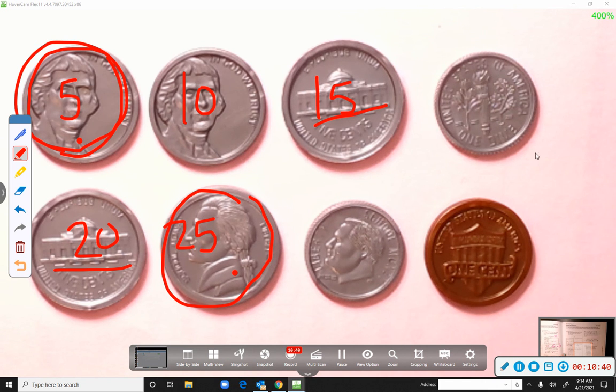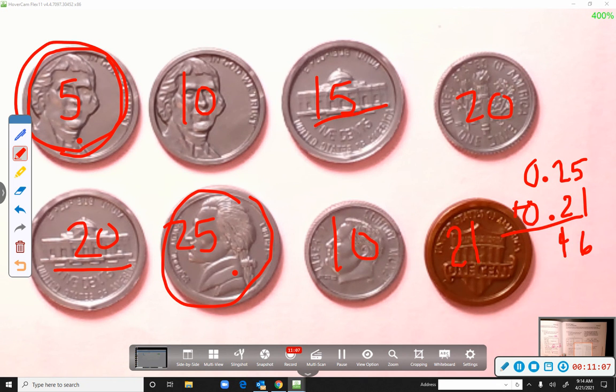Dimes. So I could even go over here and write the value of the nickels first, and then I could go and count my dimes. So this would be 10, 20. 20 cents plus a penny would be what? 21. So then I could just calculate those two amounts by adding. 5 plus 1 is 6. 2 plus 2 is 4. Make sure the decimal goes in and the 0. Okay? Any questions on that?